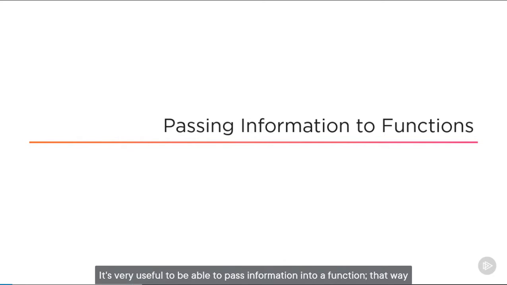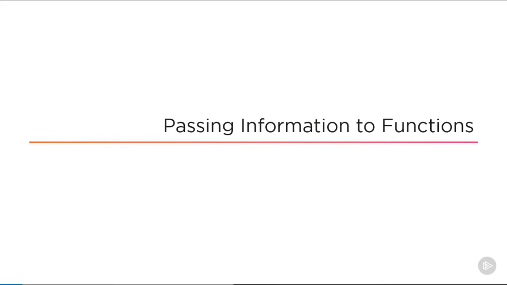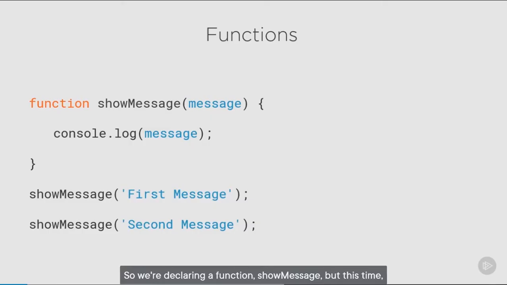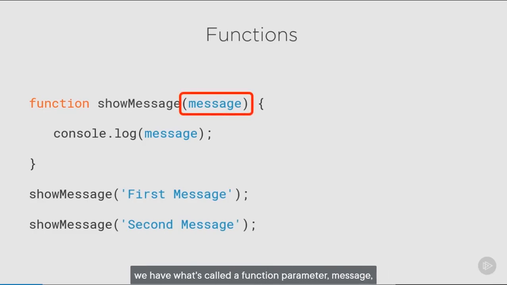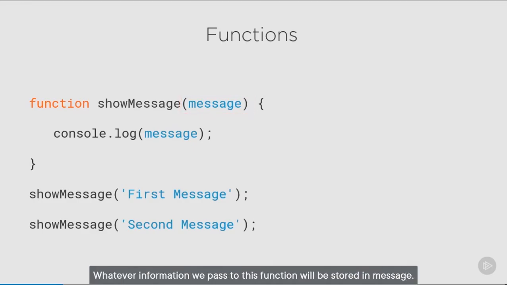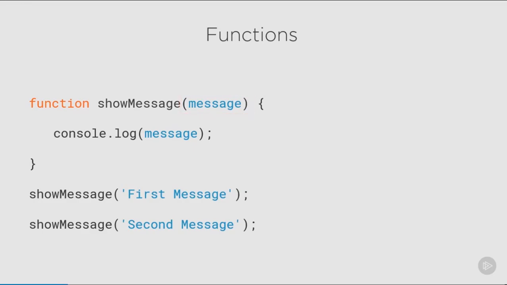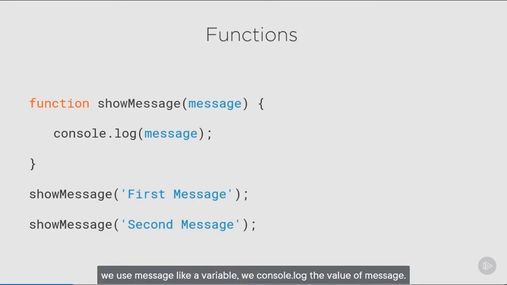It's very useful to be able to pass information into a function. That way the function can work with whatever data you send it. Let's see some examples. So we're declaring a function showMessage, but this time between the opening and closing parentheses, we have what's called a function parameter, message. And you can think of message now as a variable. Whatever information we pass to this function will be stored in message. And of course we use message like a variable. We console.log the value of message.